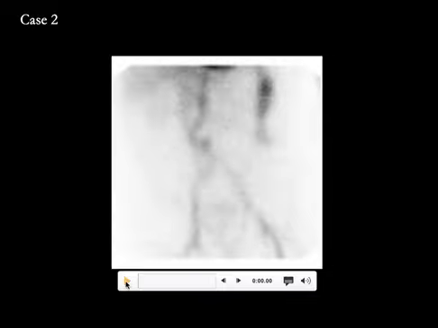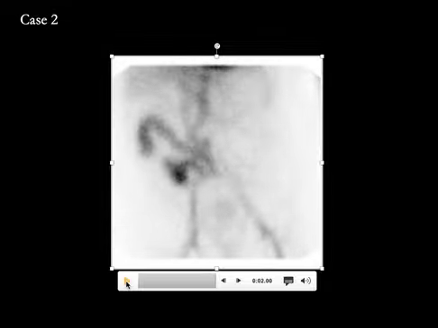Now let's look at a positive scan. This is case number 2, and this is a dynamic acquisition, and I will play it as a cine. So here, if you look closely, you will find that there is an abnormal focus that appears in the left upper quadrant right here, and then the activity moves inferiorly towards the right and then curves and then goes towards the cecum. Let me play it one more time.